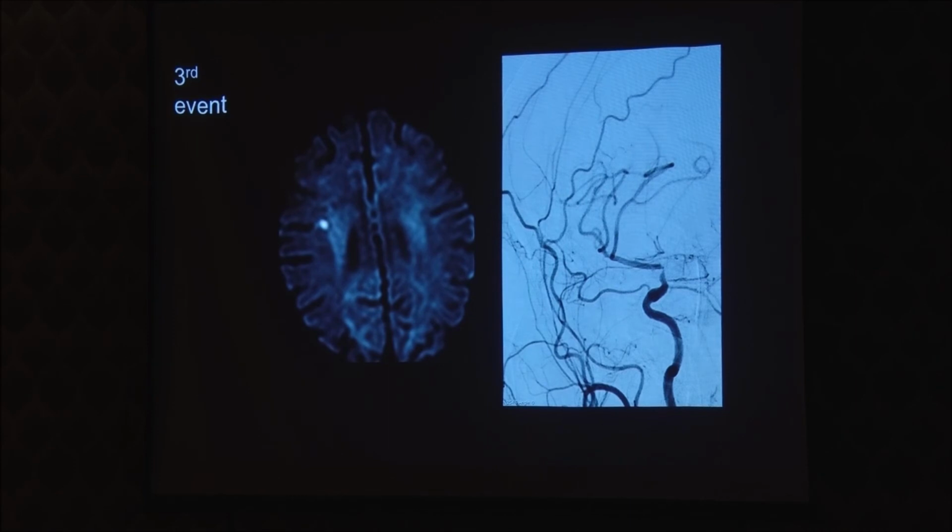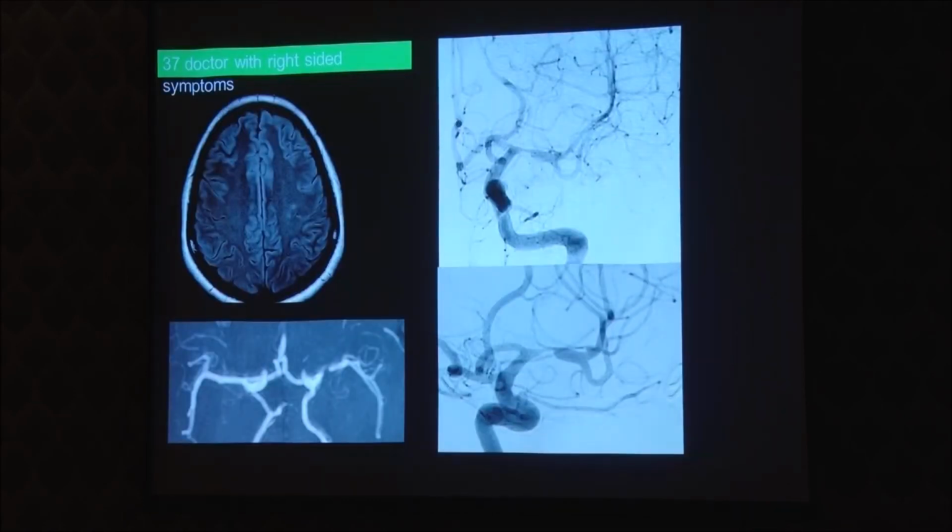And this patient eventually, and please do not do angioplasty and stenting. This is an absolute no-no, and this artery will rupture. So this patient went for a bypass surgery. Now this is a 37-year-old doctor with right-sided symptoms. If you see, there is a tight stenosis involving the left middle cerebral artery, on MR angiography.